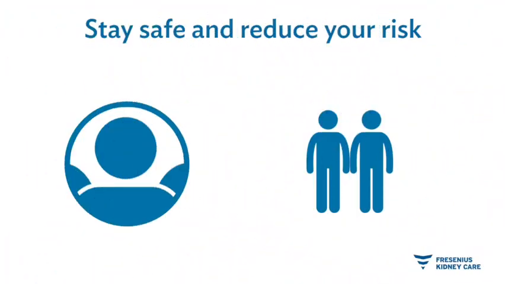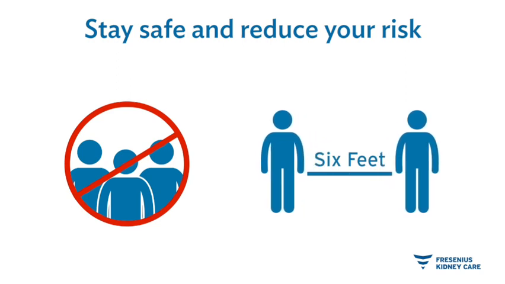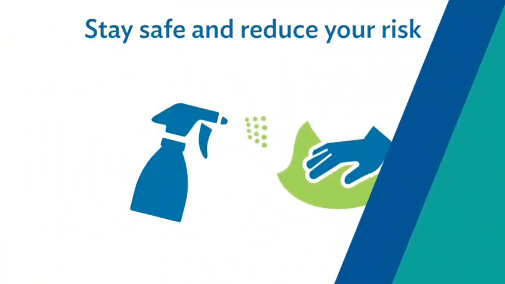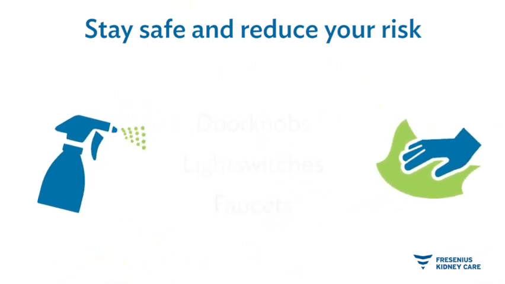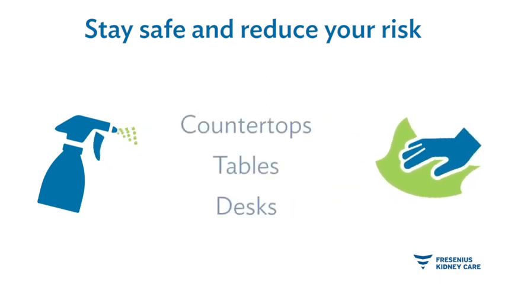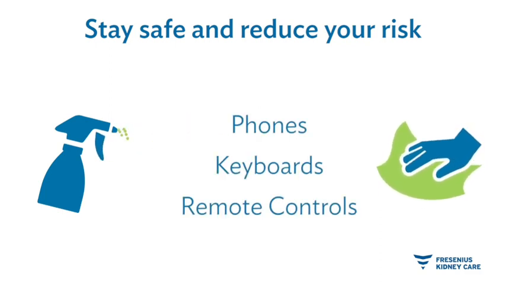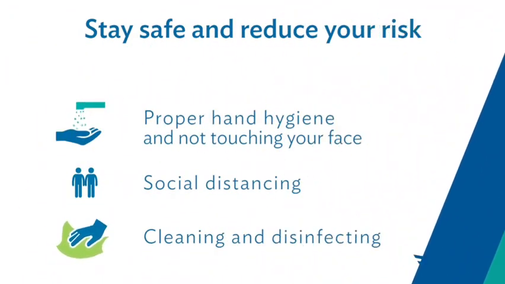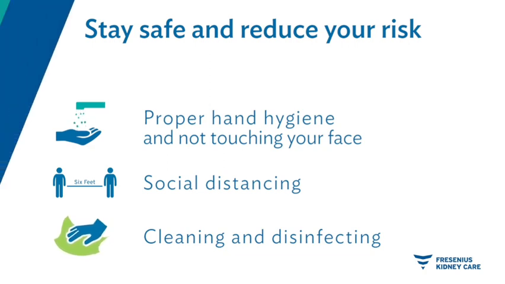Another critical but simple safety guideline is social distancing. Set an example by not gathering in groups or in crowded places and keep a minimum of 6 feet away from others when in public. You should also stay vigilant by cleaning and disinfecting your home regularly, especially frequently touched surfaces. For example, objects like doorknobs, light switches, and faucets, or surfaces like countertops, tables, and desks, and even technology like your phone, keyboards, and remote controls. Remember that following these universal guidelines and reminding your friends and families to do the same will lessen the impact and spread of COVID-19.